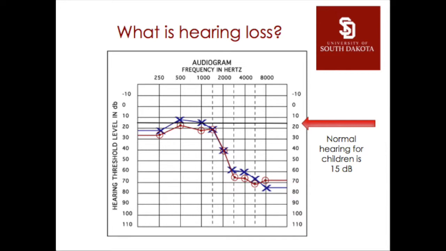On the audiogram, audiologists mark the child's threshold, which is how loud or soft sounds need to be in order for the child to hear it. Normal hearing for a child is 15 decibels. In other words, the child's threshold should be at or above this line to have normal hearing.